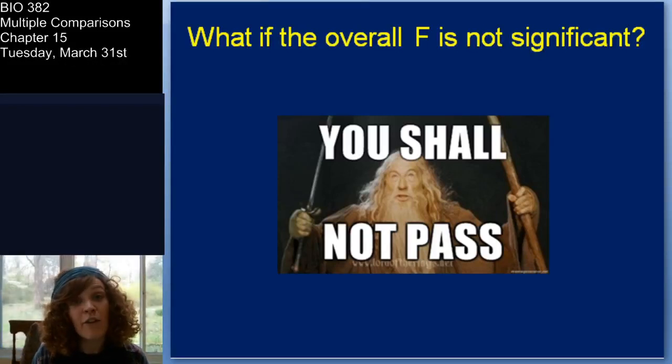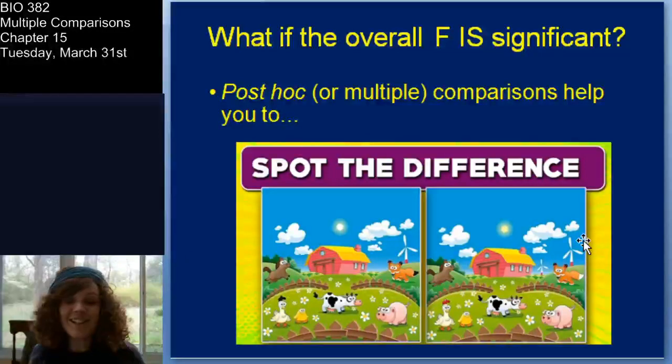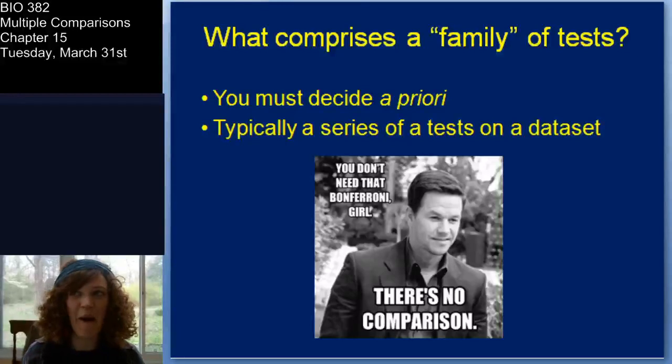All right, so if your overall F is not significant, you don't have a significant p-value, then you're done. There are no differences. However, if you do have an overall significant F statistic, then you can use post-hoc testing to help you spot the difference. Where are the differences? That's what this is all about.